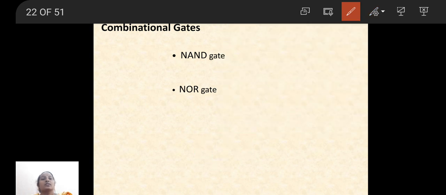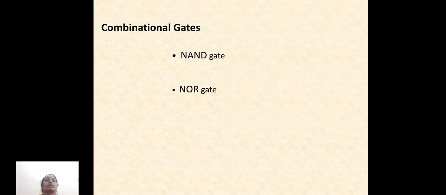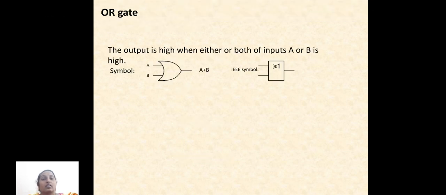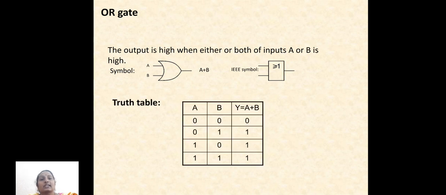What is the name of these two gates? Universal. And why are these called combinational gates? Because they are derived from basic gates. By combining the functions of two basic gates, we get the NAND gate as well as the NOR gate. And the next two gates are exclusive OR gate and exclusive NOR gate. These two are called special gates.